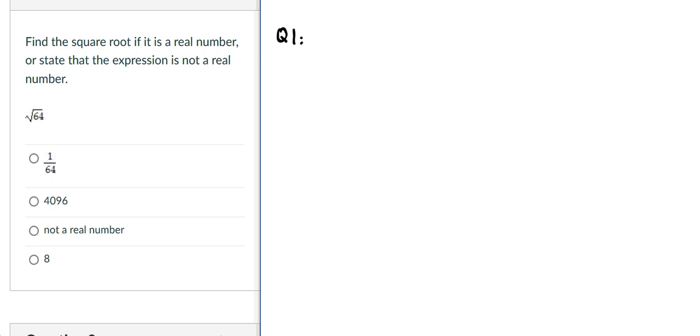Now, let's look at question 1 here. We want to find out the value of the square root of 64. We know 8 squared is 64. Then when we take the square root of 64, we should get 8. And that's positive. Okay.